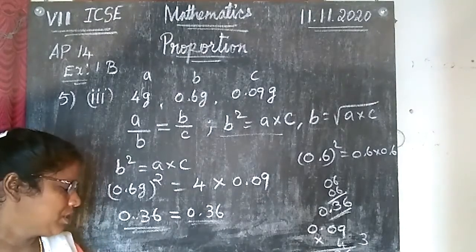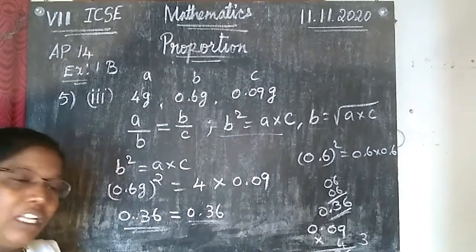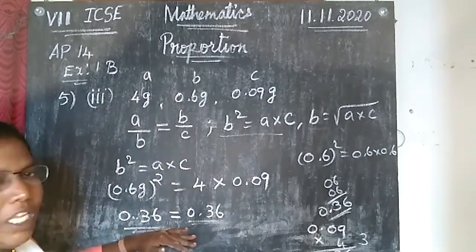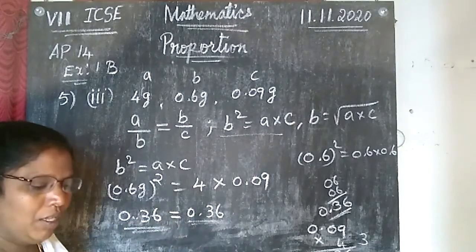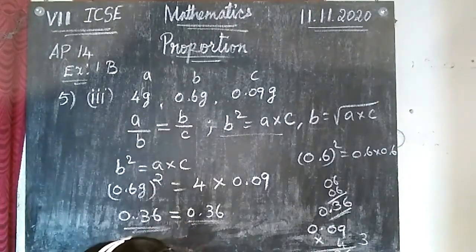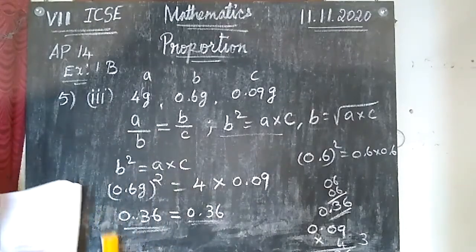What is the question? Are the following quantities in continued proportion or not? They are asking. So when we solve, we are getting the equal answer, so this is in continued proportion. The rest two you can do as homework, the first option or the second one.